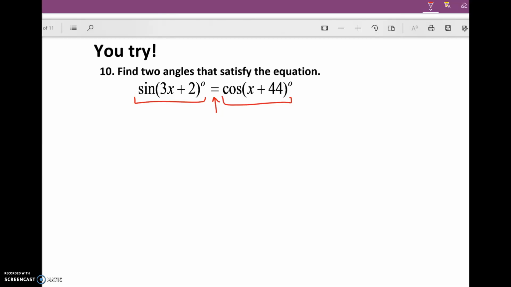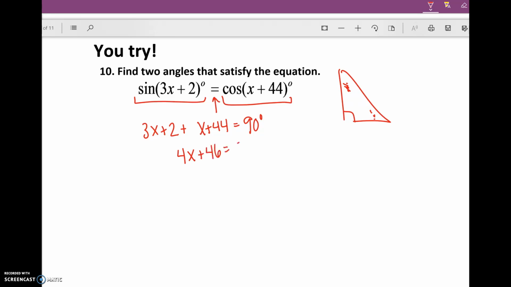We also know that the quantity 3x plus 2 degrees and the quantity x plus 44, when we add those together, are going to make 90 degrees. Again, we know this because in a right triangle, the 90 degrees has to be split between these two angles in some way. So by combining like terms, we have 4x plus 46 equals 90. If you do 90 minus 46, you get 4x equals 44, and then x equals 11.